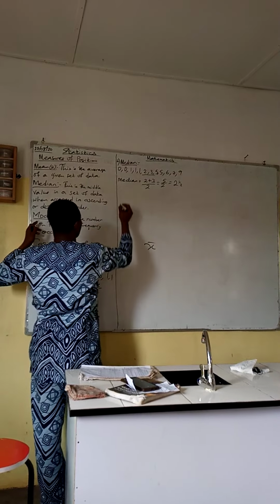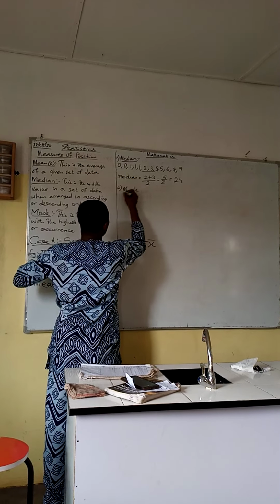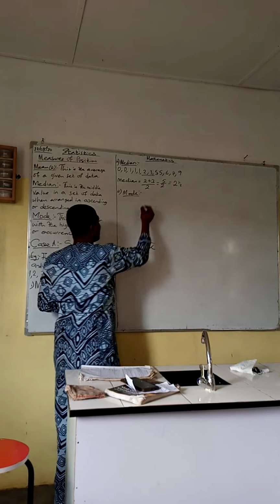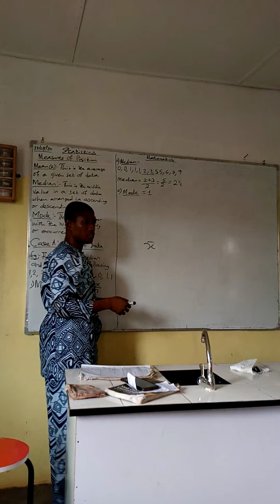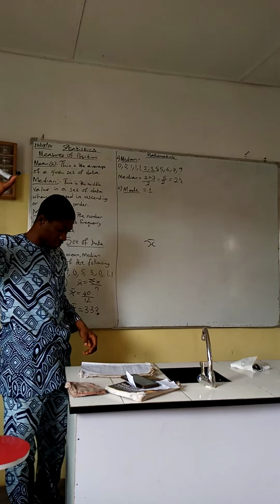Now let's go to our mode. Our mode is the number that occurs most. Mode is the number with the highest occurrence. Which number has the highest occurrence? 1. Our mode equals 1. It's the number with the highest frequency.